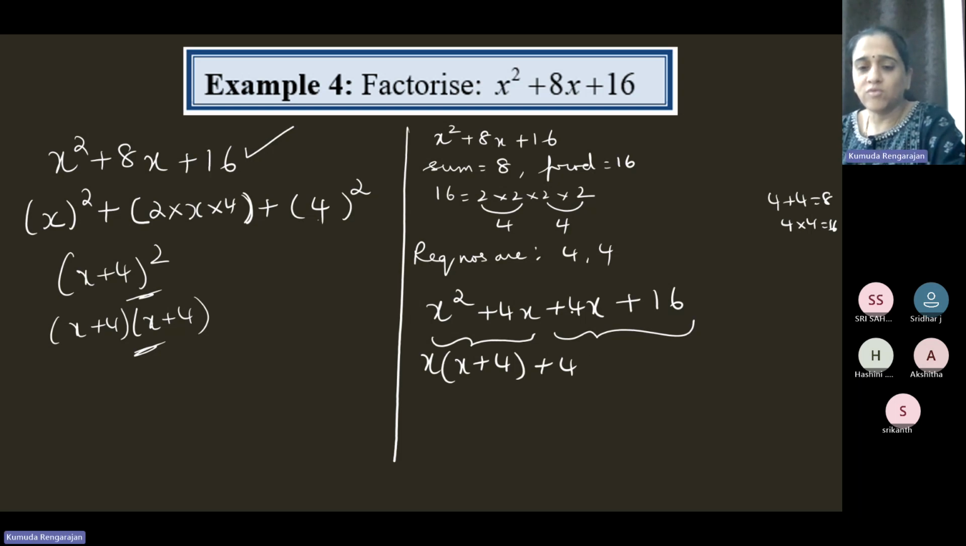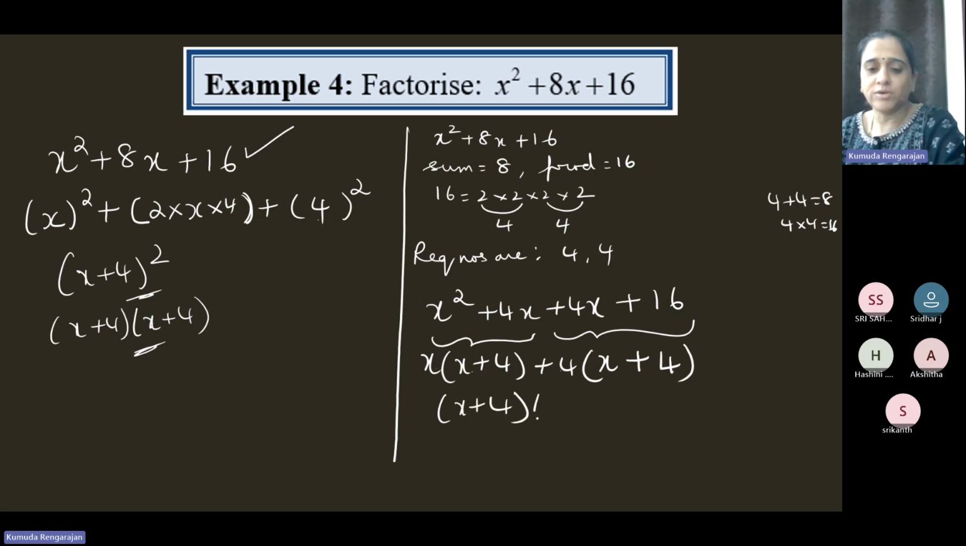So plus 4 is common. 4x and 16, 4 is common. Plus 4 into x is plus 4x. Plus into plus 4, 4 fours are 16. x plus 4, write it once. And this x plus 4, put it in the other bracket. So see, same answer. You should get the same answer. x plus 4 into x plus 4, which you can write as x plus 4 the whole square.